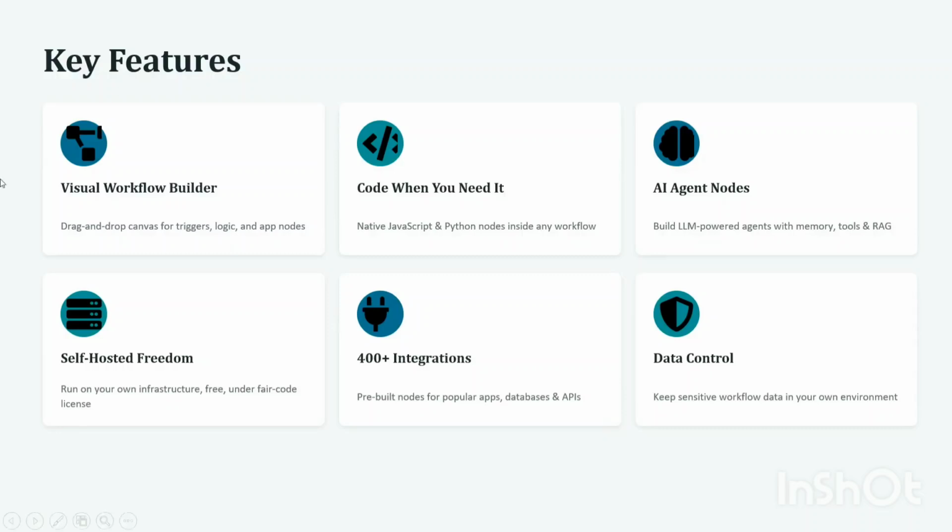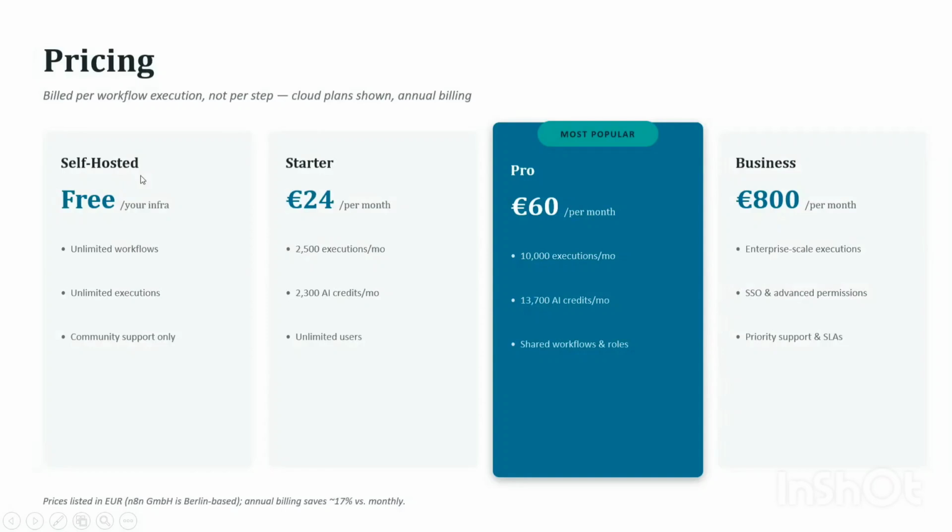Now we are coming towards its pricing. Four tiers compared: self-hosted, free and unlimited on your infrastructure; Starter at 24 euros a month with 2,500 executions; Pro level at 60 euros, highlighted as the most popular, with 10,000 executions; and Business at 800 euros, enterprise scale with SSO and SLA. Note that billing is per execution, not per step.